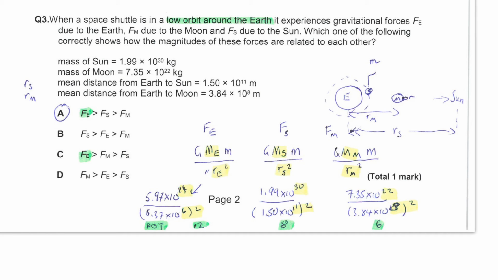A slight shortcut is to focus on the powers of 10. So 10 to the 24 divided by 10 to the 6 squared, that gives you 10 to the 24 divided by 10 to the 12, which would give you 10 to the 12 as you subtract these powers. Doing the same thing for the Sun and the Moon gives you a power of 10 to the 8, and for the Moon you have a power of 10 to the 6.